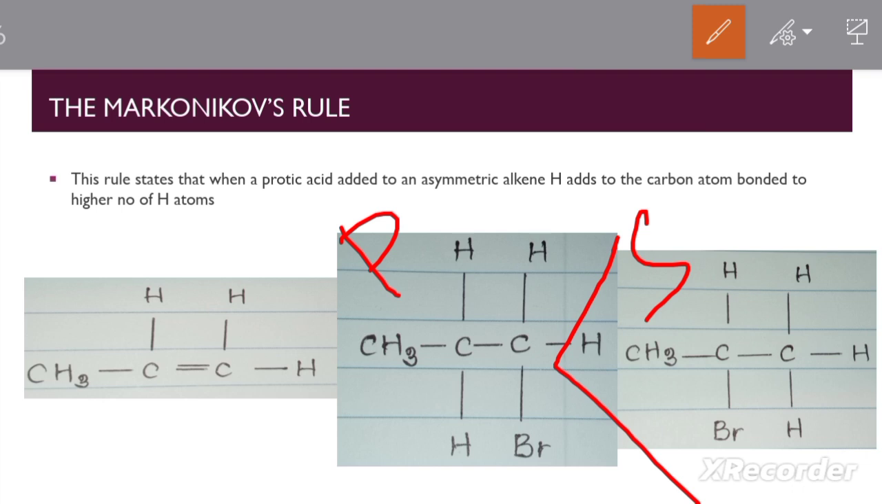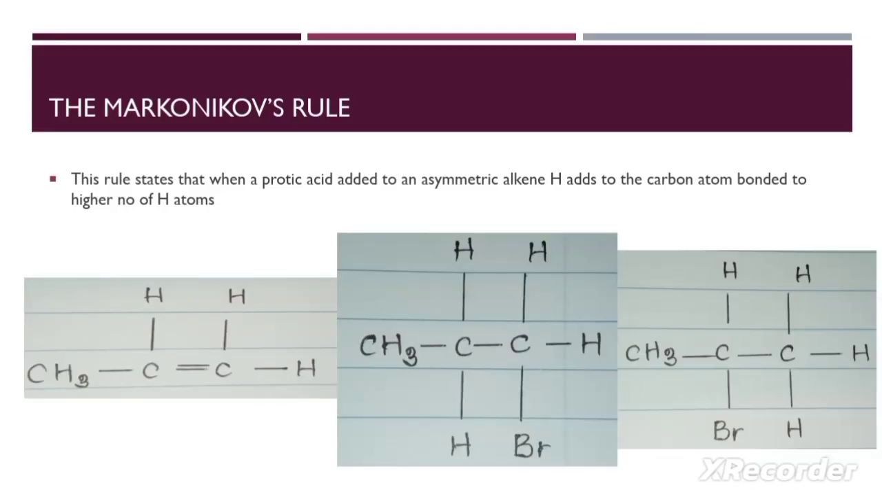If you focus on the most stable one, hydrogen has gone to the place with more hydrogens and bromine has gone to the place with fewer hydrogens, and this is what Markovnikov has said. According to Markovnikov, when a protic acid, meaning hydrogen halide, is added to an asymmetric alkene, hydrogen adds to the carbon atom bonded to the higher number of hydrogen atoms.